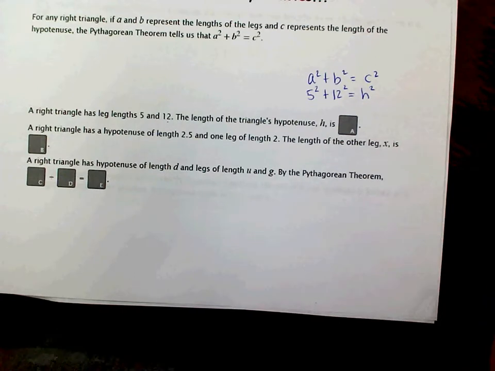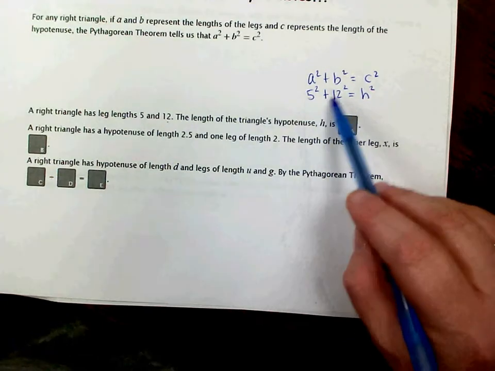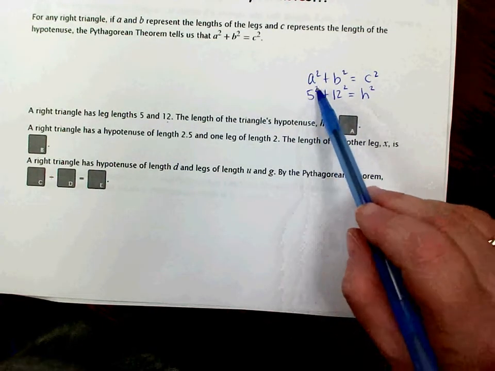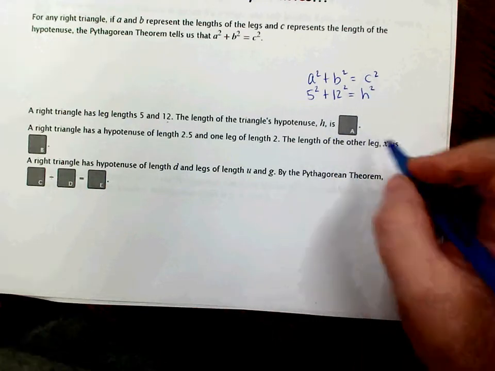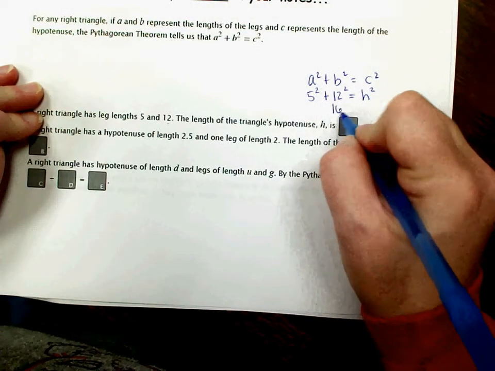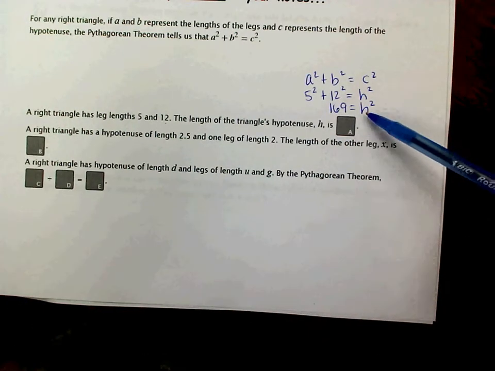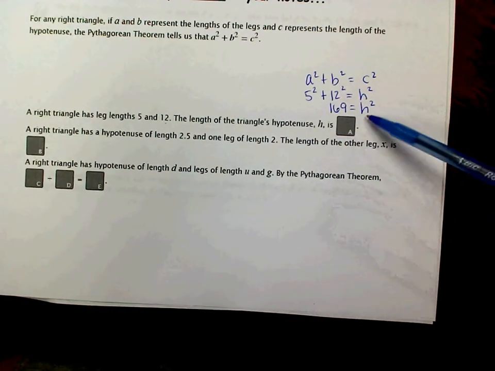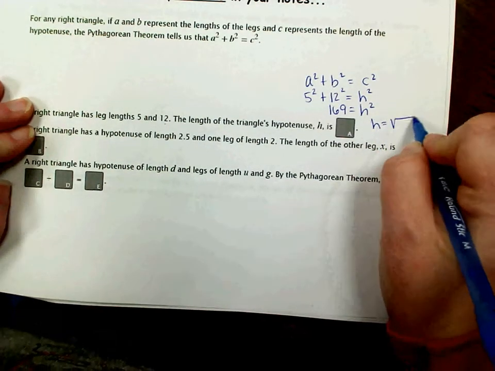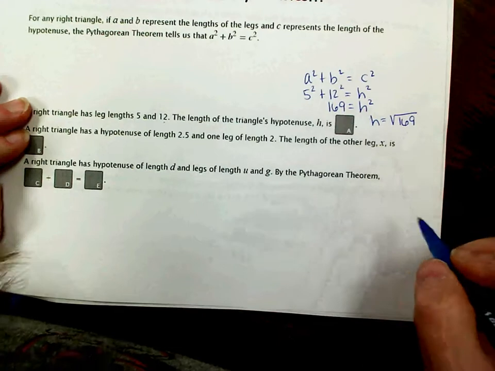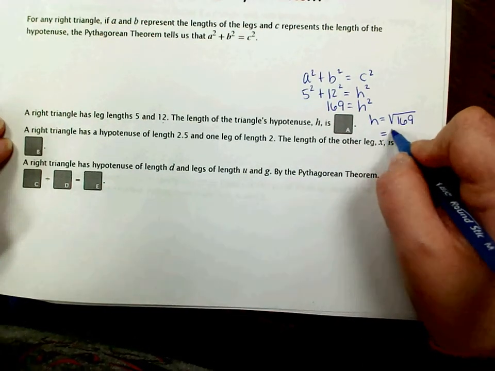So of course we want to know what 5 squared plus 12 squared is to simplify this side. Well, we know 5 squared is 25, 12 squared is 144, and 144 plus 25 is 169. So that's not the hypotenuse, that's the hypotenuse squared. So remember, to undo squaring, you take the square root. So h is the square root of 169, and since that's a perfect square, our answer is a whole number. It's 13.